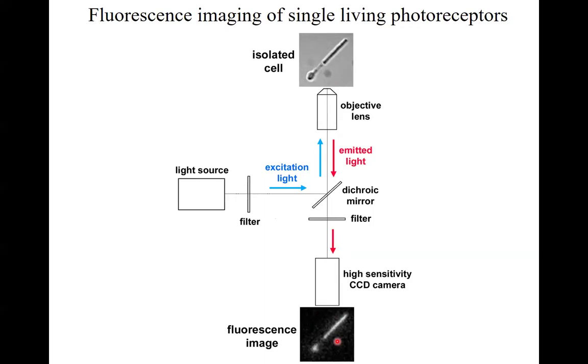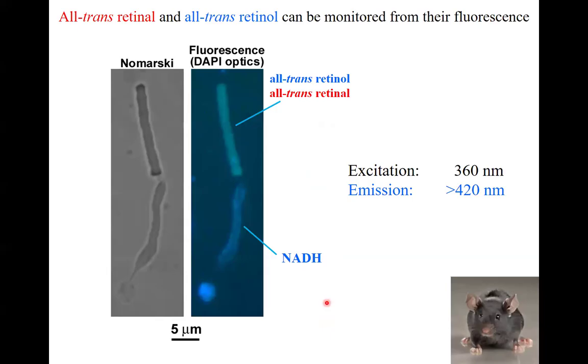And this particular one is actually retinoids that you see. Now, this is basically what you see. This is a true color image. This is the Nomarski image of the cell. And this is when you excite with 360 nanometers with DAPI optics, essentially. But if you look through the eyepieces and you're fast enough, this is what you're going to see. This was caught with a color camera. And this fluorescence in the outer segments is from all-trans retinol and all-trans retinal. This is retinoids. This one is NADH, mitochondrial NADH.